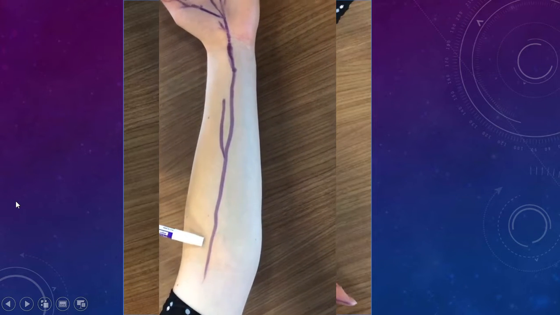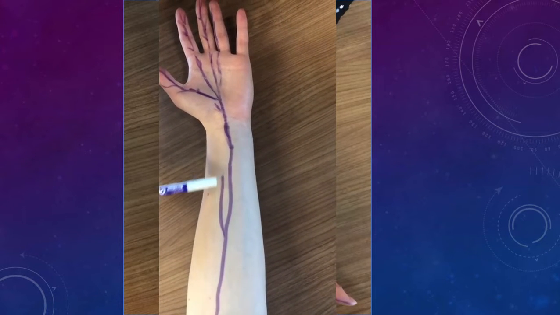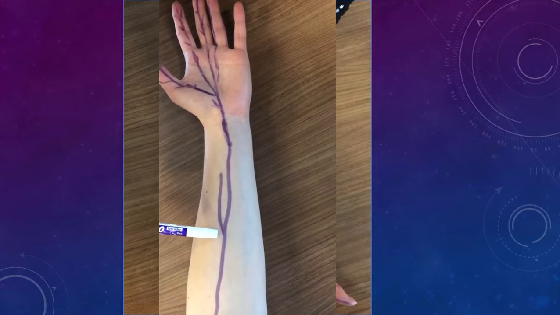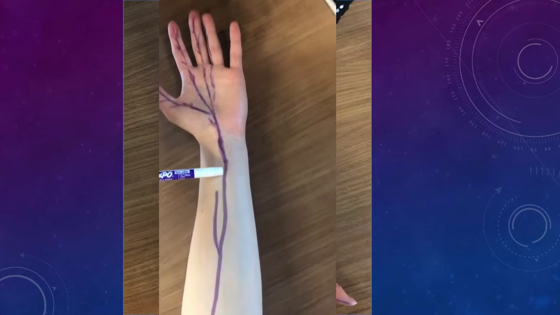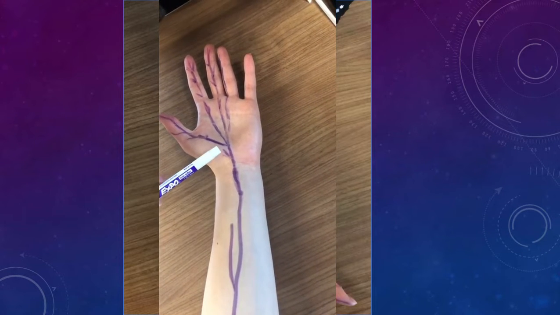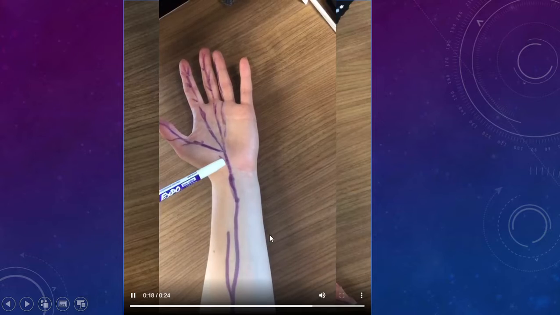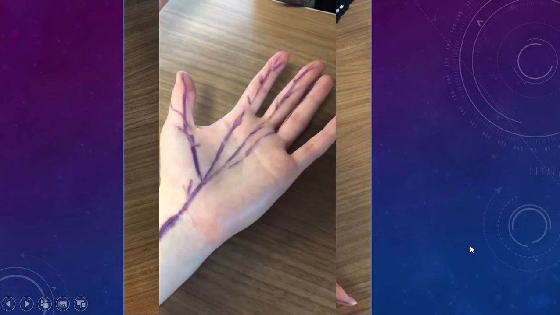This is the median nerve. As you can see, it's coming down. It splits off into the anterior interosseous nerve, which goes deep, and then it continues down. Once it reaches the palm, it splits off into the palmar cutaneous nerve, which supplies the skin of the lateral hand, and then it also runs up the fingers.